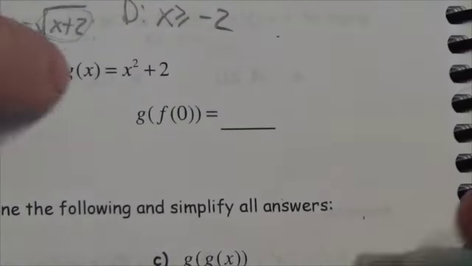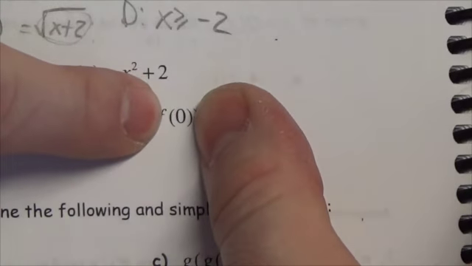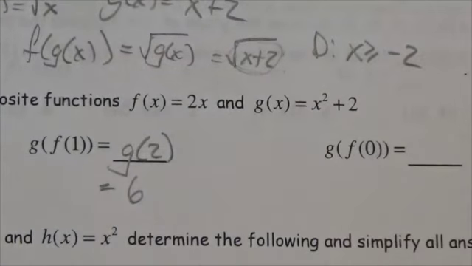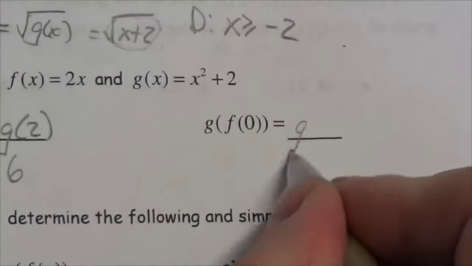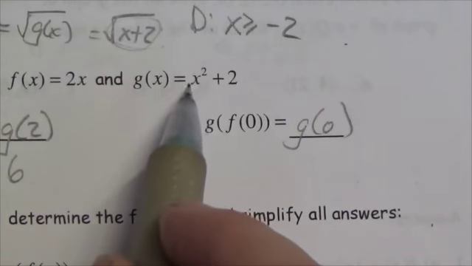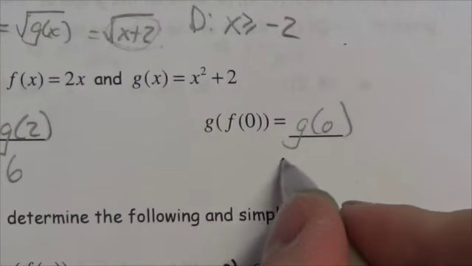Okay. Over here, g at f of 0. Well, f of 0, if I plug 0 into f, I'm just going to get 0. So this is going to be the same as g of 0. f of 0 is 0. And then g of 0, if I plug 0 in for x, 0 squared plus 2 is just going to be 2.